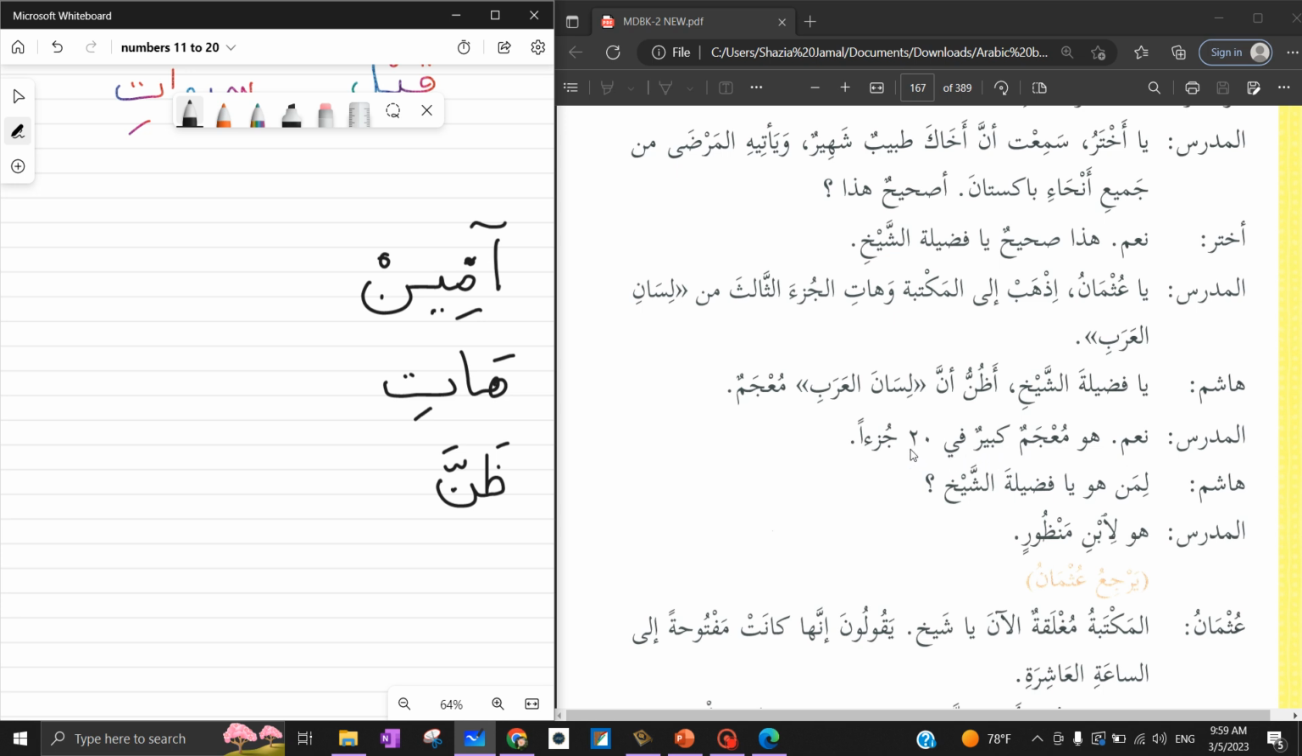Fi 20. This is number 20. Juz'an. So what is juz'an? Now what are the rules here? What is the rule applied? It is the rule for uqood. What are the rules of uqood? Let's revise. First, the uqoods are 20, 30, 40, 50 and so on till 90. These are called uqoods. What are the rules or i'rabs for 20, 30, 40 till 90?